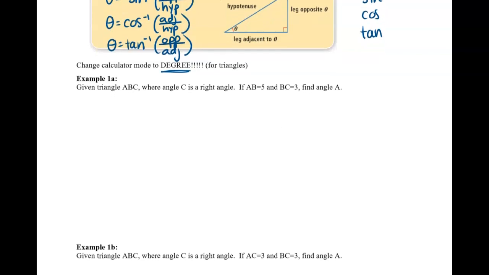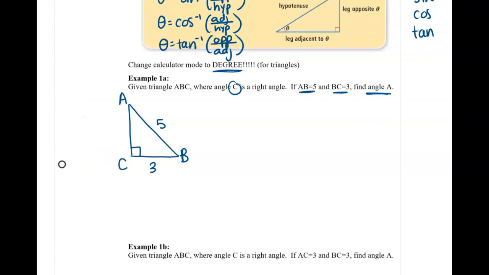So if we have a triangle ABC, talking right triangle, angle C is a right angle. Here's our right angle, that'll be C. A and B can go wherever you want. I'm going to put A here, B here. C is a right angle, got that. AB is 5. BC is 3. We want to find angle A. So let's call angle A theta.